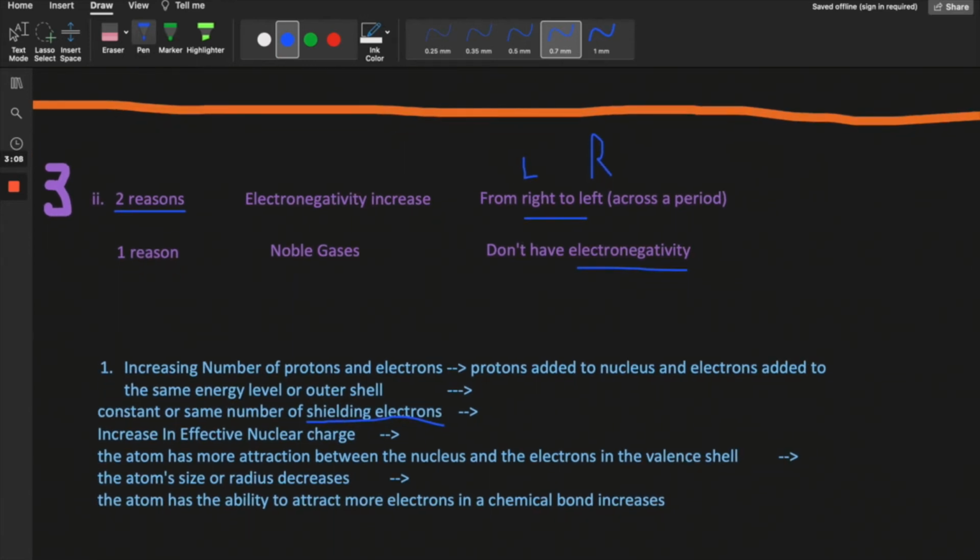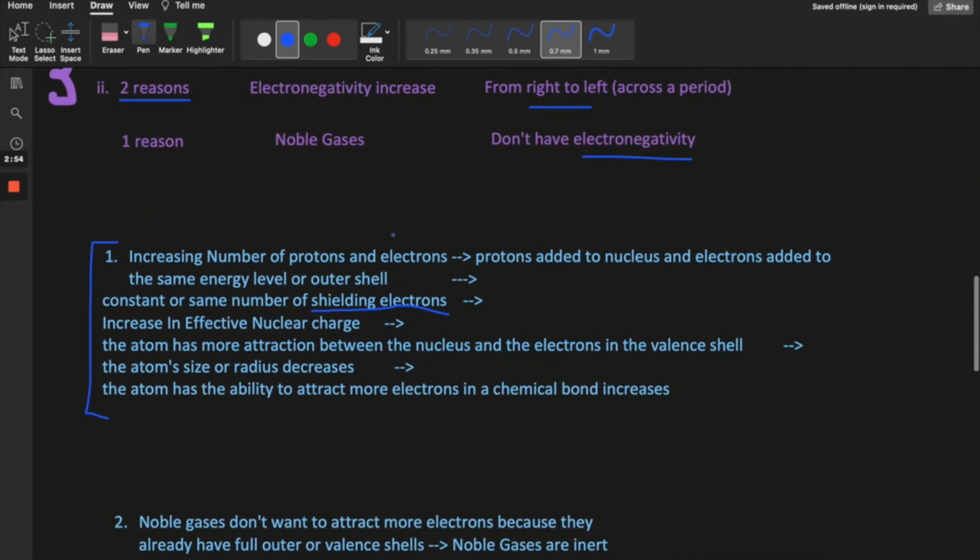Now, here you get 2 marks for writing all of this, and you need to specify your answer and write why this happens. Now, for the 3rd and final mark, we need to write why the noble gases don't have electronegativity values. So we said before that all the elements want to have the same electron configuration as the noble gases because they are the most stable elements.